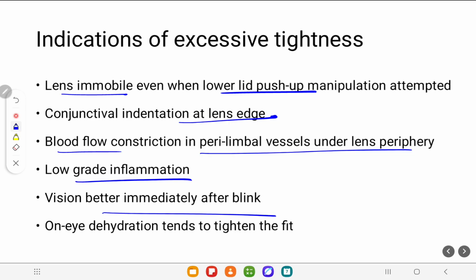On eye dehydration tends to tighten the fit, so that's why in case of high water content contact lens, we select a little bit larger and a little bit flatter contact lens. Yes, because if there is on eye dehydration, contact lens tends to be a little bit tighter.